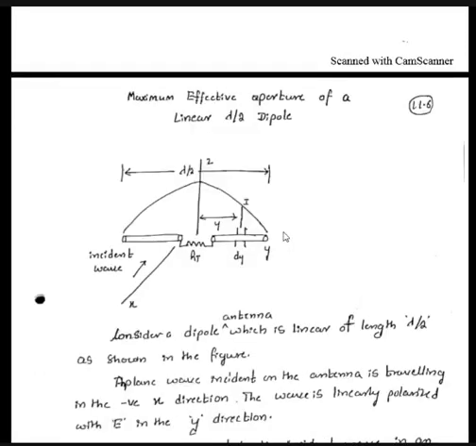Again, the dipole of length lambda by 2 is placed along the y direction, which is perpendicular to the z and x. The incident wave is along the negative x direction. There is a small element dy at a distance y from the origin. There is a thermal resistance here. Now we want to calculate the voltage induced on this small element dy.